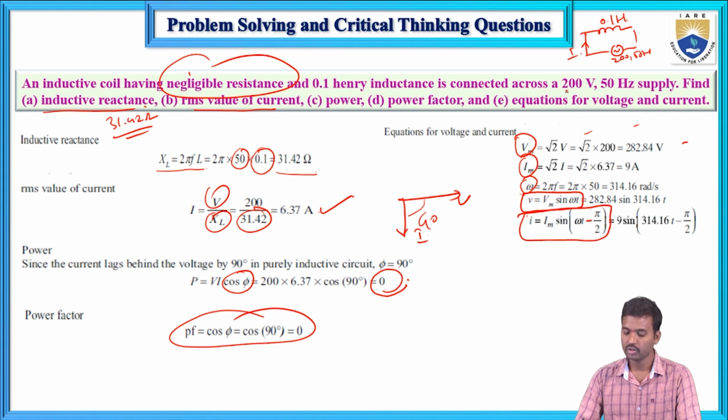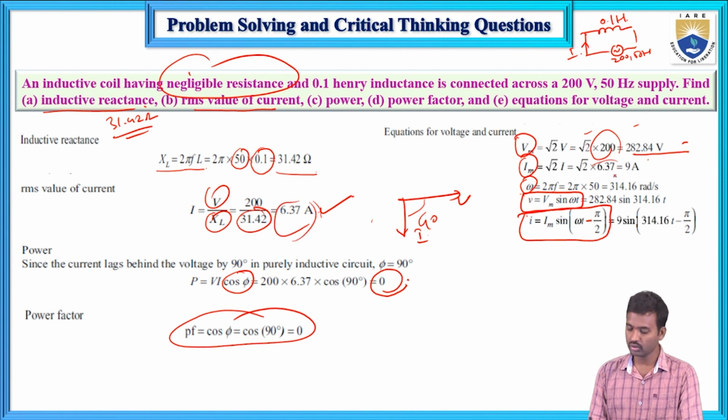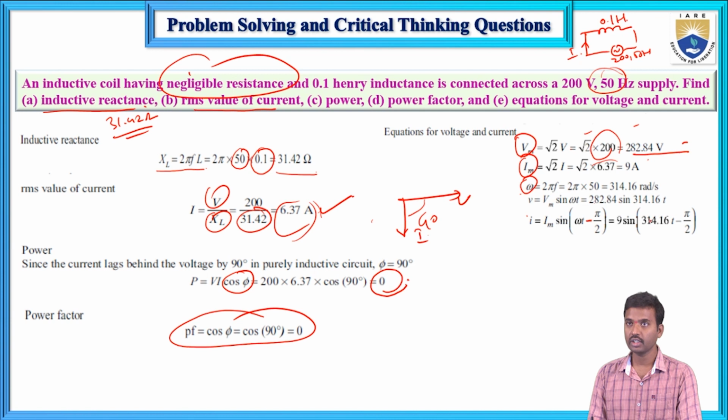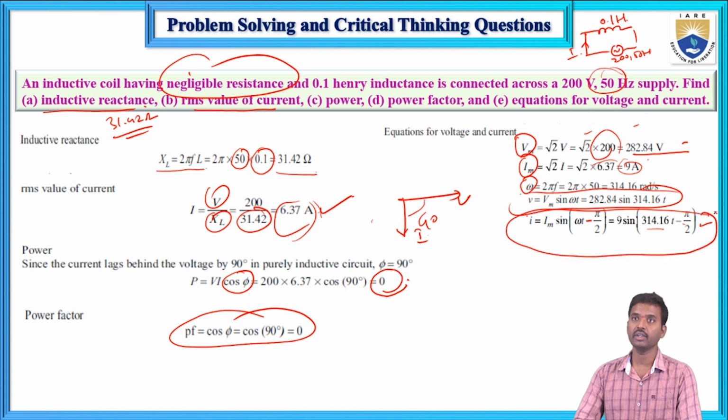We already solved this in the previous problem. Vm equals root 2 into V, root 2 into 200, that equals 282.84. Next, Im equals square root 2 into I, that equals root 2 into 0.67, this current value, so that equals 9 amperes. Now what about omega? Omega means 2 pi f, that equals 2 pi into 50, so that equals 314.16 radians per second. If you substitute these three values, the voltage equation is 282.84 sin 314.16t, and the current equation is 9 sin(314.16t minus 90).